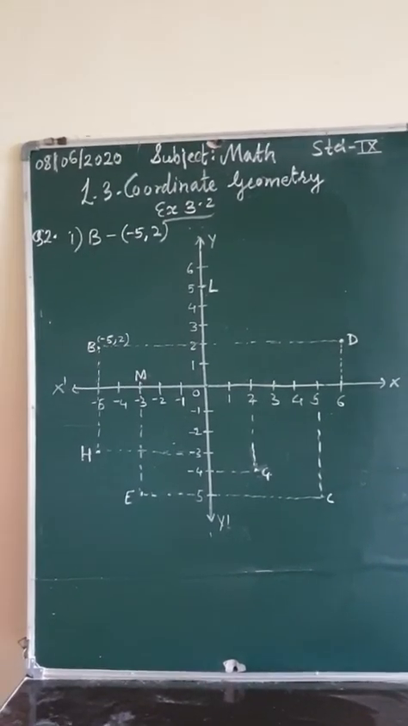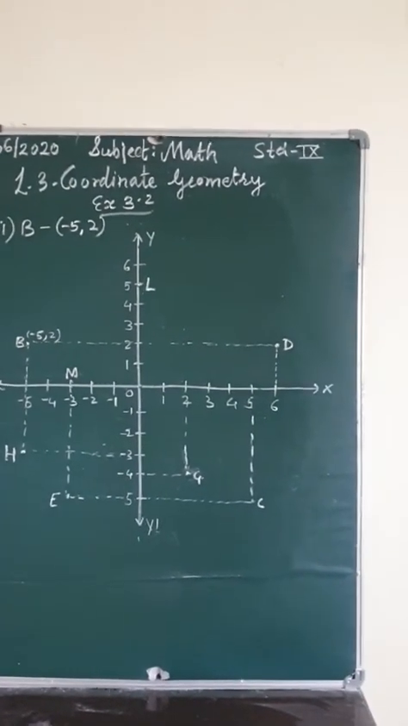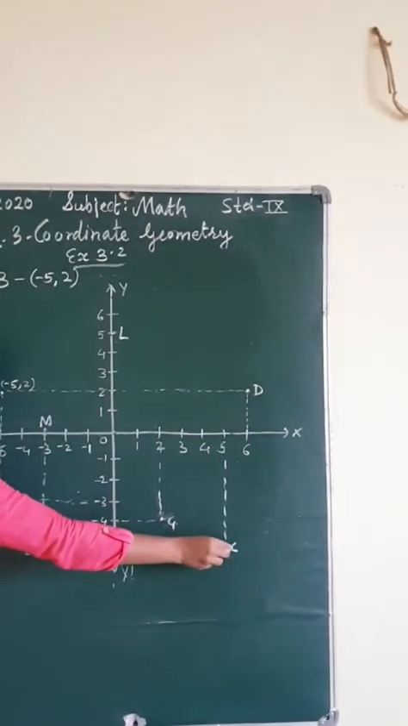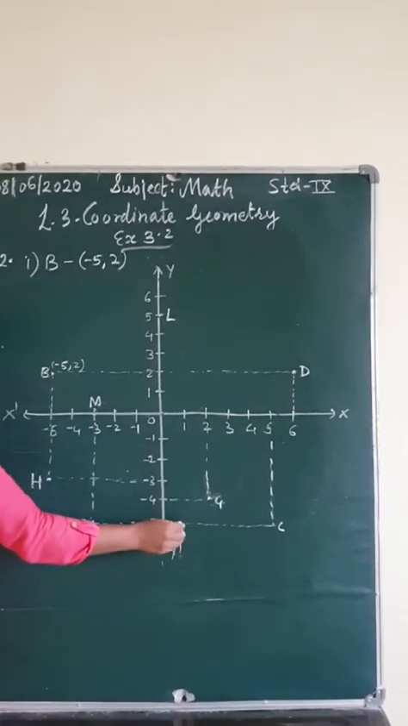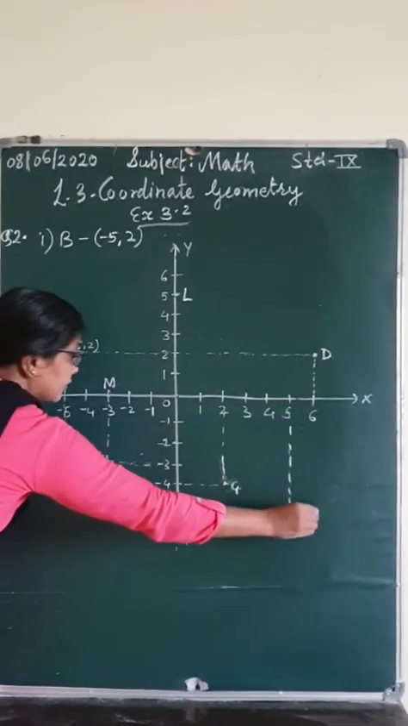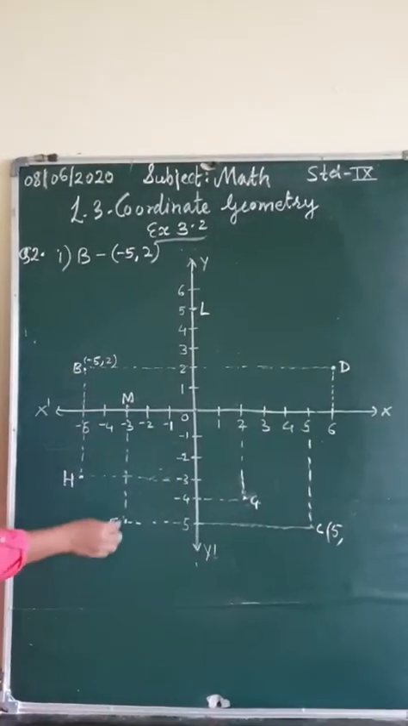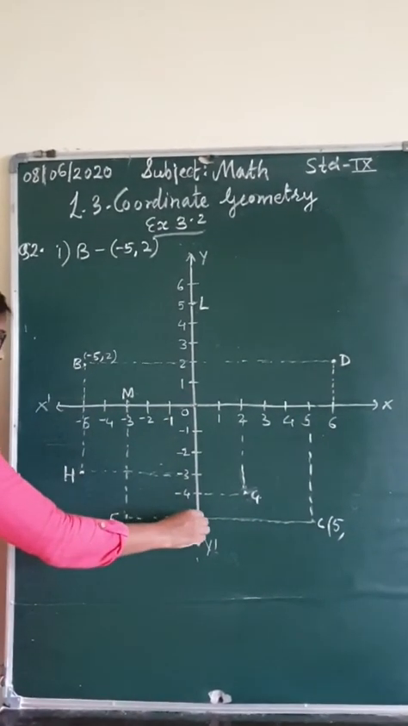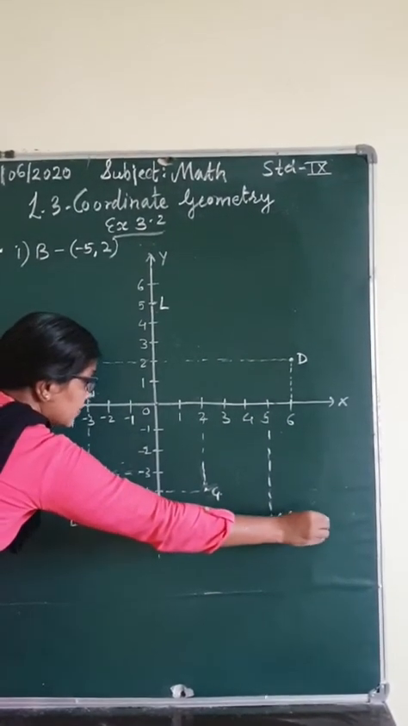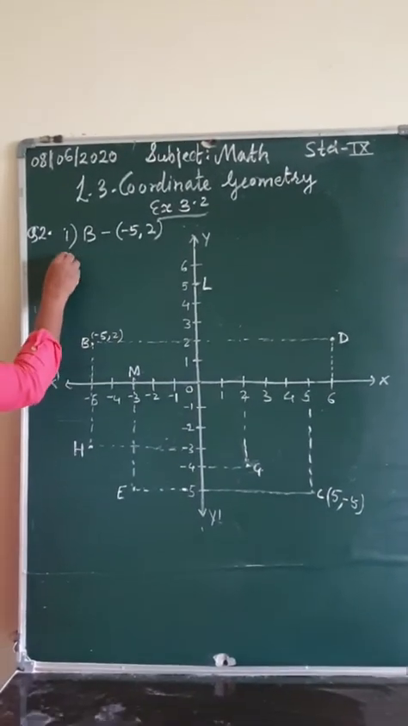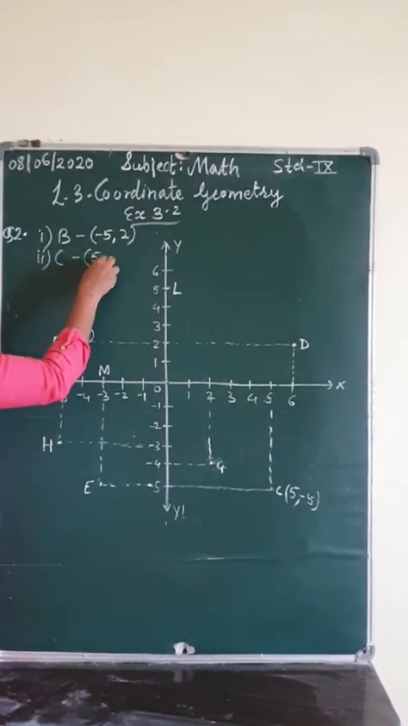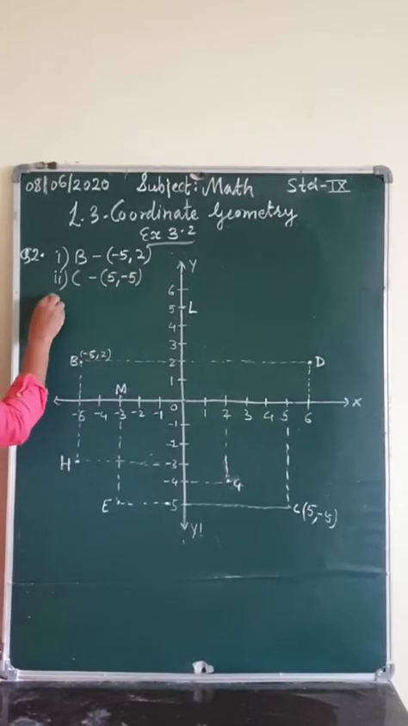Second question, that is write the coordinates of C. So where is C point? C point is here. Now if you see horizontally how far it is? 5, and vertically how far it is? 5, but it is -5. So here it is -5. So C will be 5, -5.